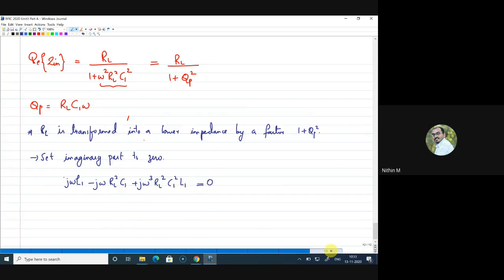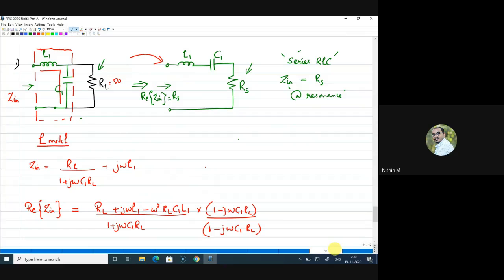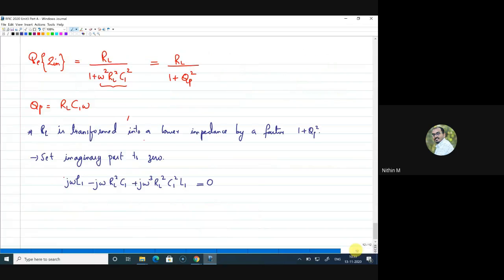So there comes the point. I told in the beginning that by adding a capacitance in parallel, I can transform this RL into a series RS, which is a lower value. But finally, to cancel the capacitive reactance, I need to put an inductance. Now, let me write what inductance value I need to put here. So let me get an expression for L1 here.